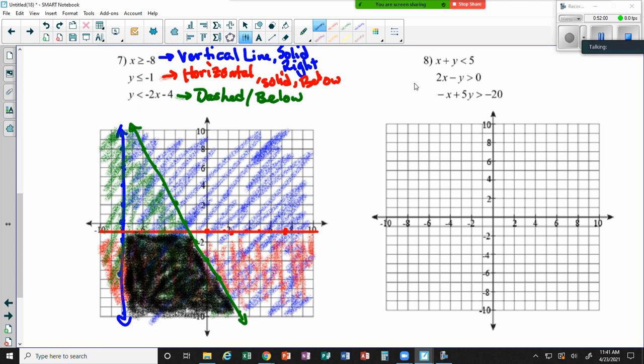Alright, your graph should look something like this. The first one is a vertical line at -8, and it's solid, and I want all the x values that are greater than that. So x is greater than, to the right. So I shaded to the right. The second one is a horizontal line because the only variable is y. So y is -1 down here, and I shaded below because y is less than, below. This is solid because it was equal to.